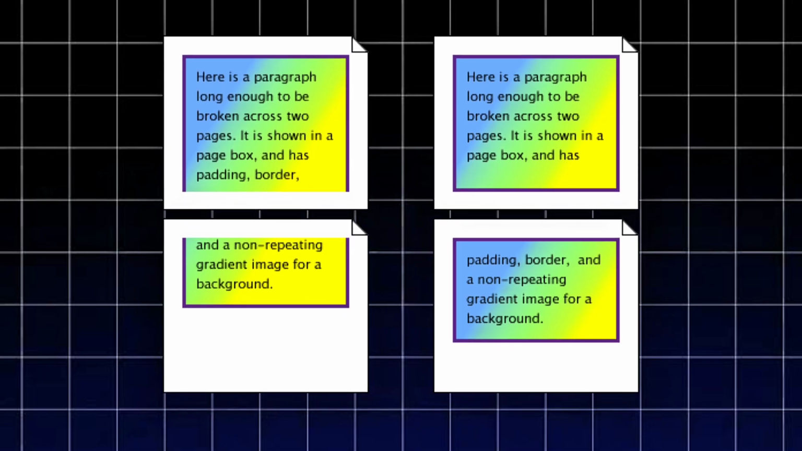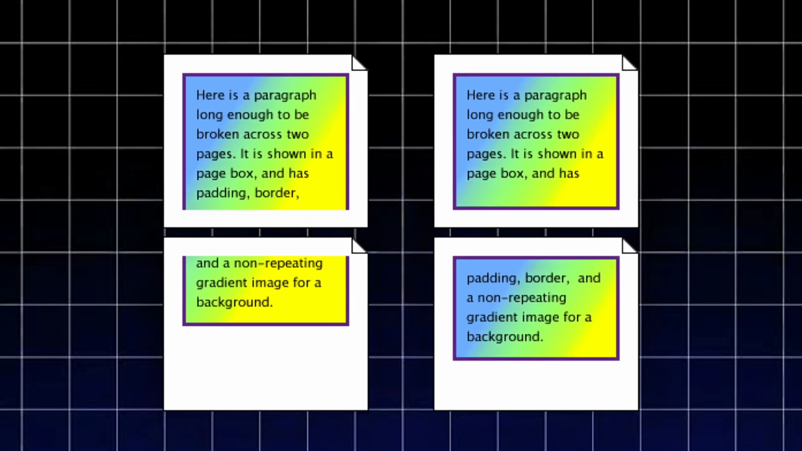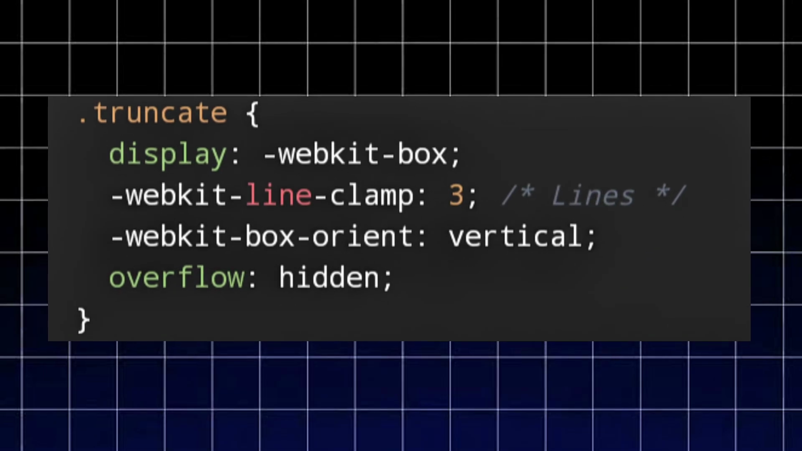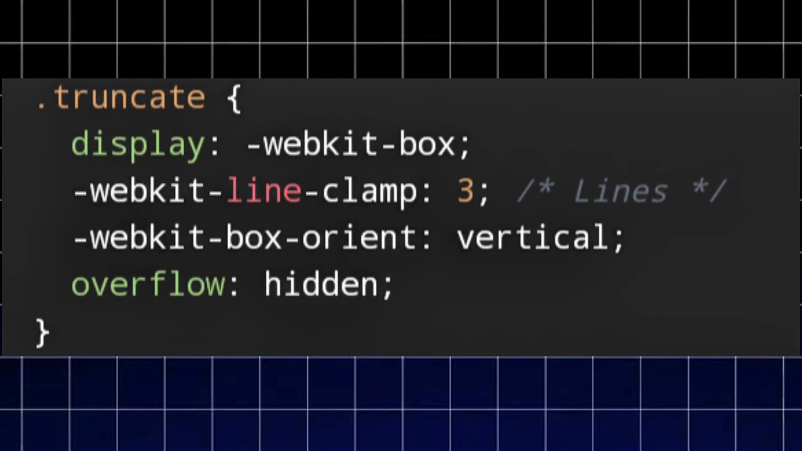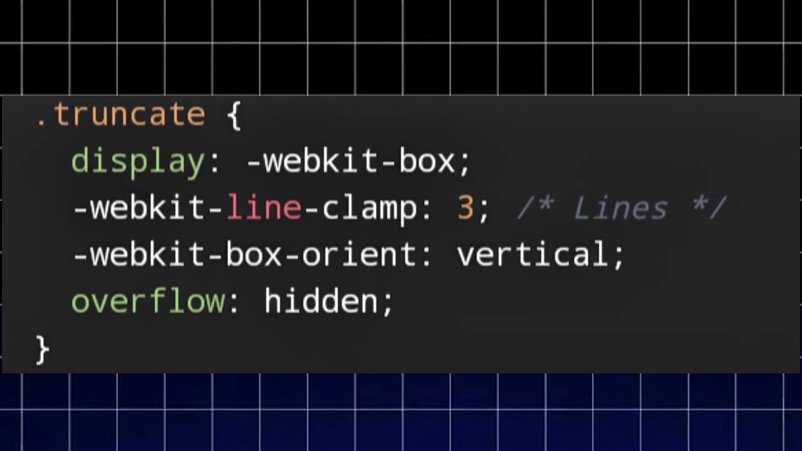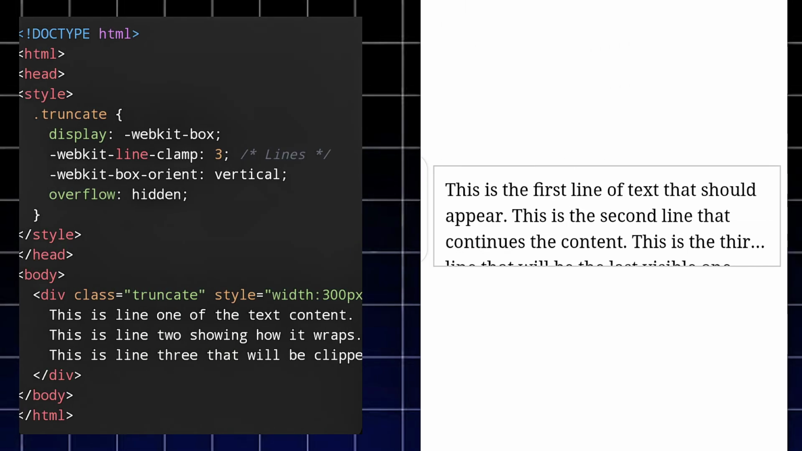Finally, to limit text to 3 lines and show an ellipsis, write .text { display: -webkit-box; -webkit-line-clamp: 3; -webkit-box-orient: vertical; overflow: hidden; }. No JavaScript needed.